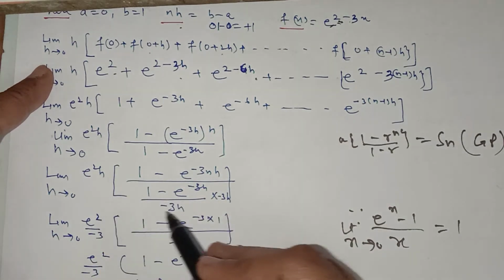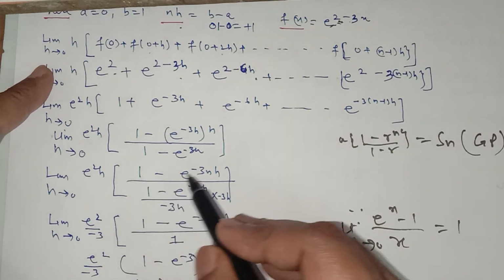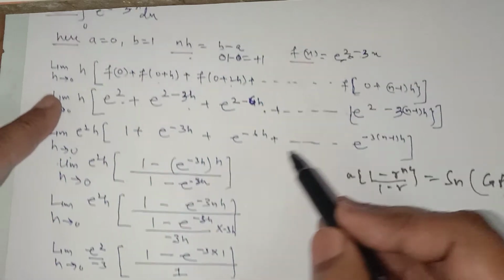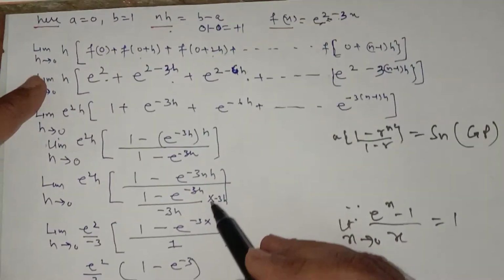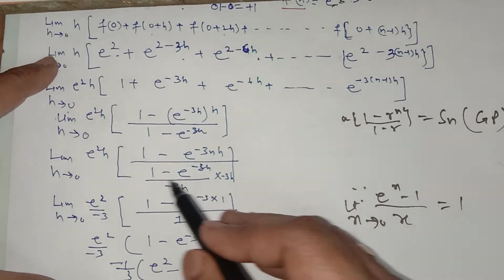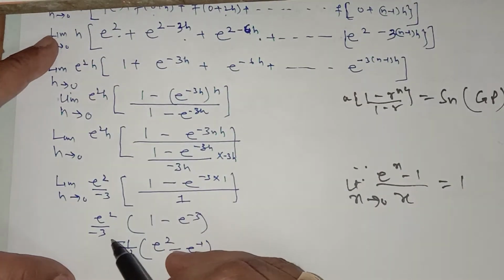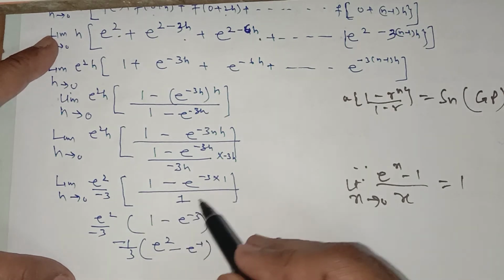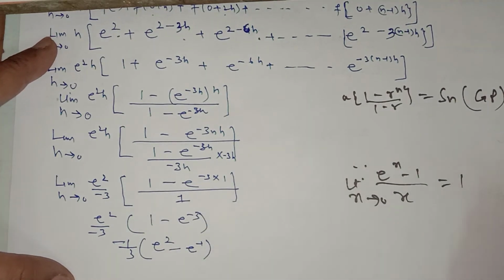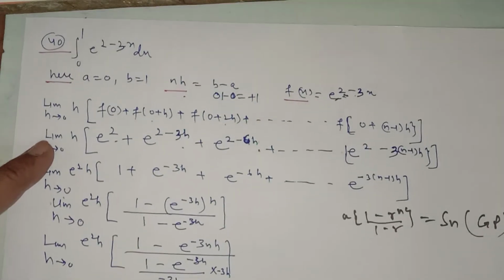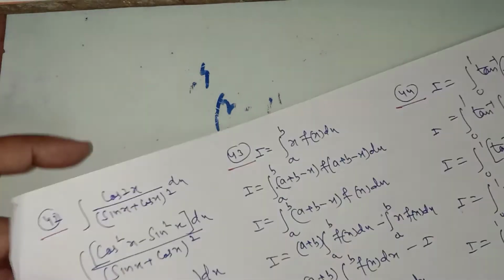So e to the power 2 upon 3, 1 minus e to the power minus 3 nh is equal to how much? Nh is equal to 1, so it is equal to 1. So when you take the limit, it will be e to the power 2 upon minus 3, 1 minus e to the power minus 3 upon 1, arrange it, you will get this. So this is the question number 40.